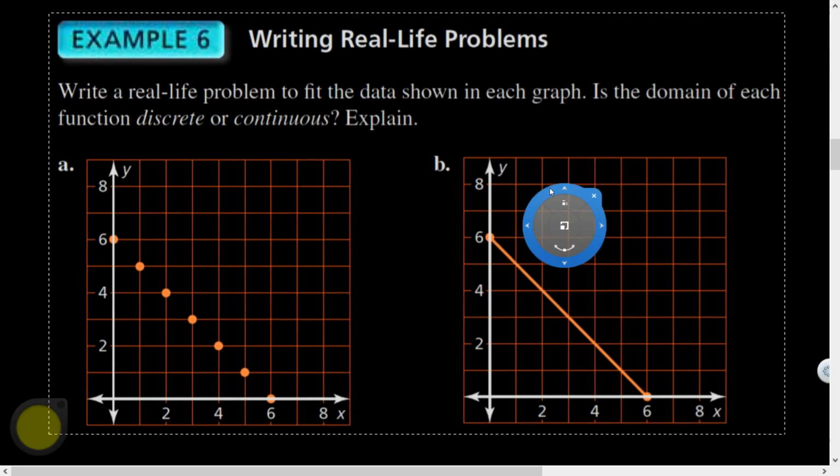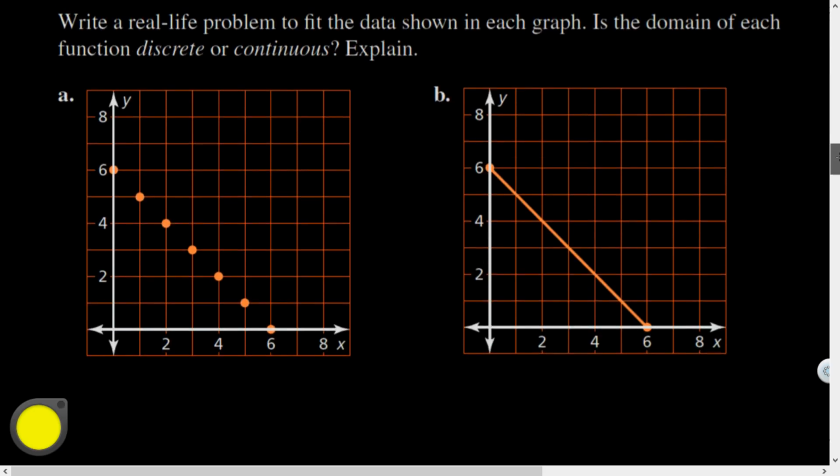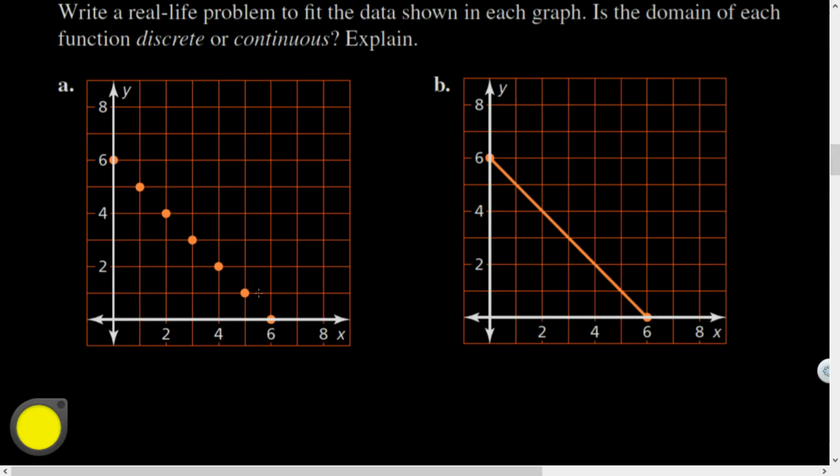Let's see, this is tricky. This is backwards now. What sort of situation would be continuous versus what sort of situation would be discrete? Could you make something up for either? Yeah, what do you think? Well, this one's making jumps, so this is discrete. But they're actually asking us to make up a story that would describe this. Yeah, like what's a real life situation that could be described by that?